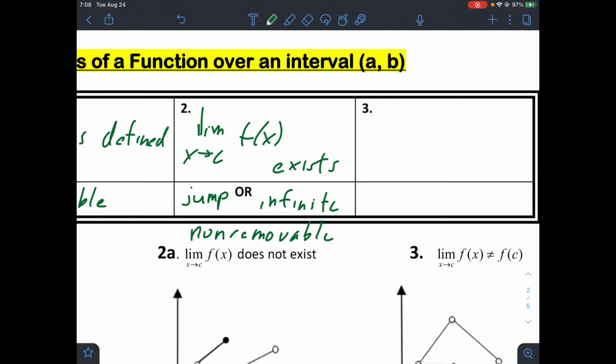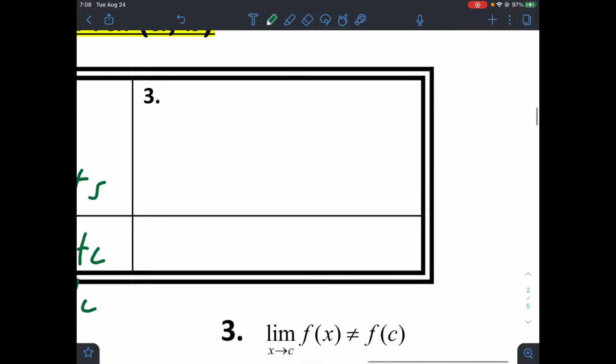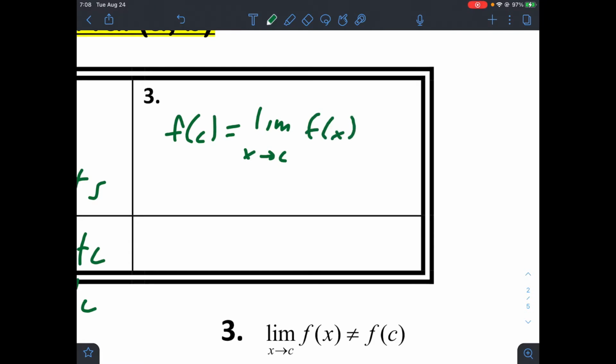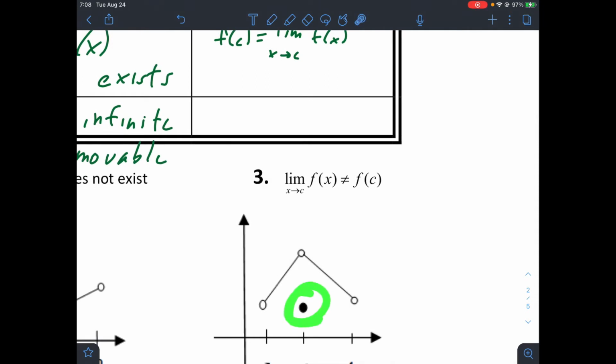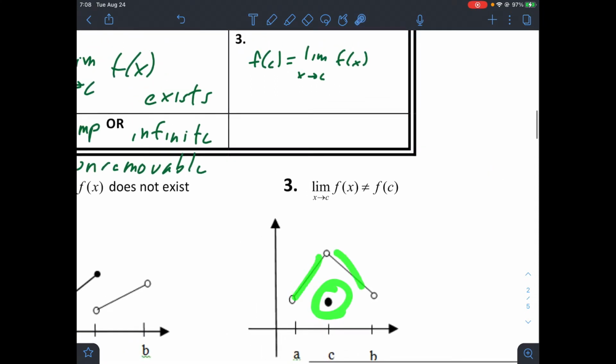The third thing that must be true in order for a function to be continuous at a point is that the first two must be equal to each other. In other words, the y value must be the same as the limit. So here you can see this graph here. There's a y value at c. There's a limit at c, but they're not the same. Okay, this one is also called a removable discontinuity because, again, we could basically just take this point, move it up here, and remove the discontinuity.